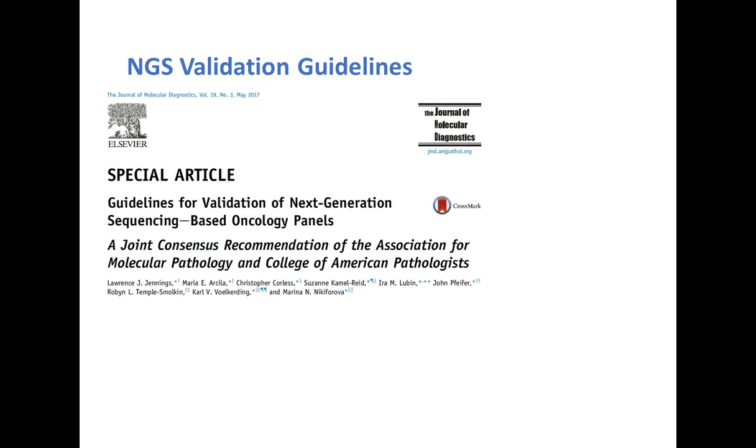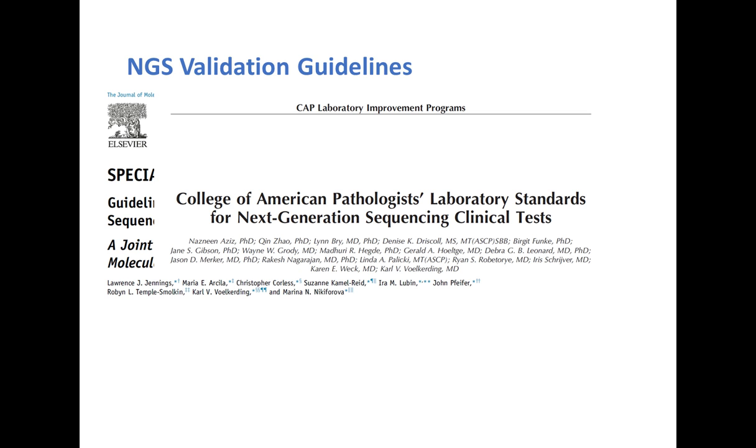What about NGS validation guidelines? So we follow Jennings' paper in 2017 for sample requirements and for validation. So the minimum requirement is 59 samples. It's harder to understand the formula to get a number, but that's what is required. So we actually did 76 samples for validation.